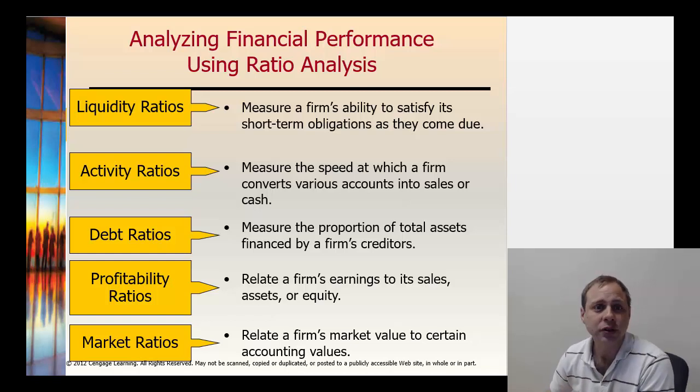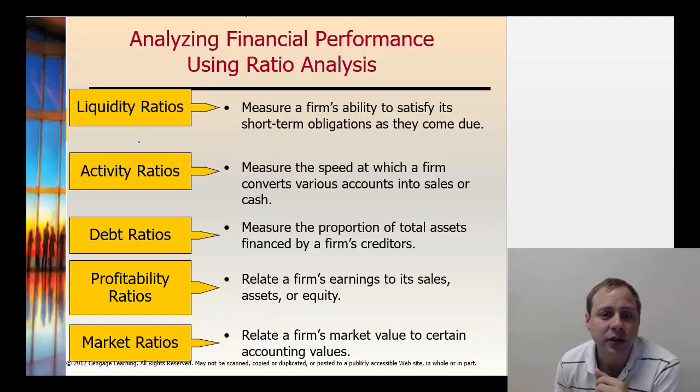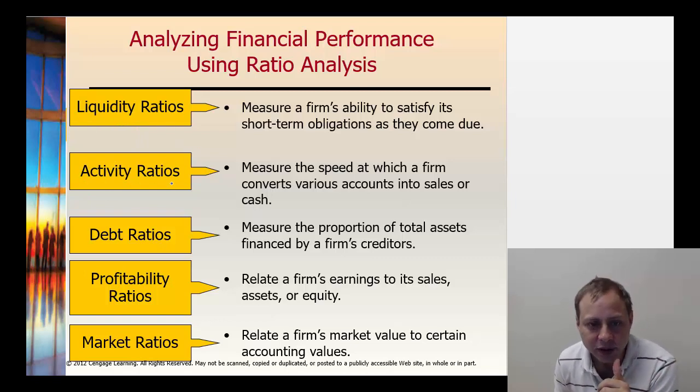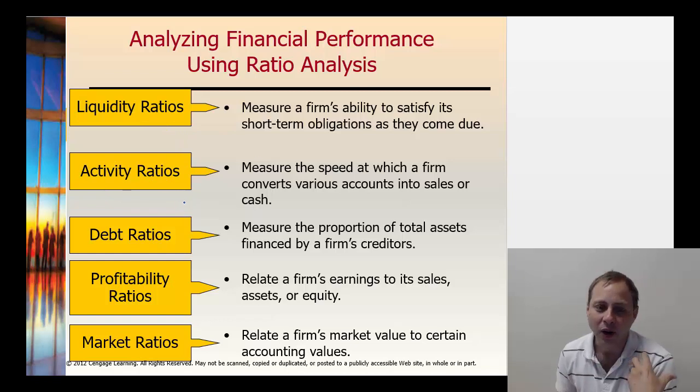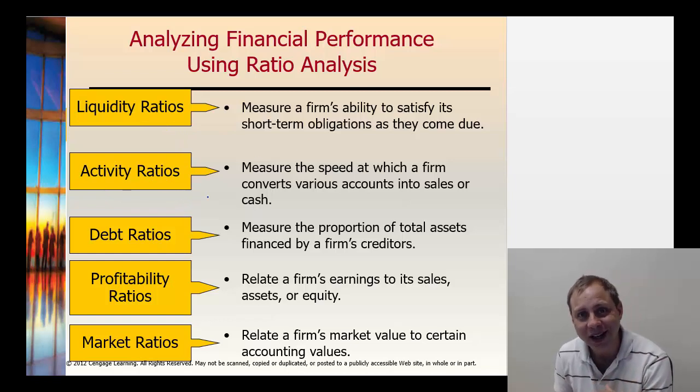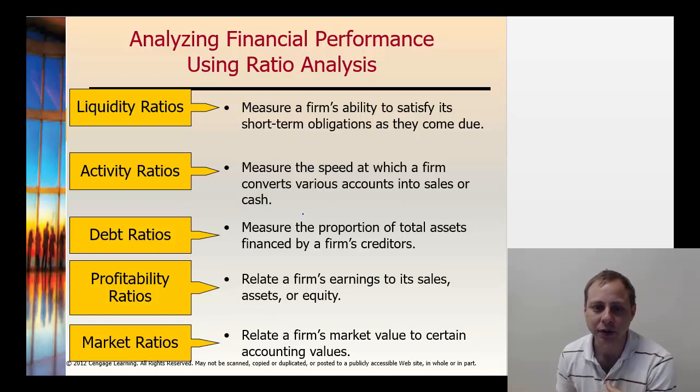Okay, so first, I need to start inking. Boom. Okay. So the first thing we need to do is look at the different categories. So there's five, right? There's liquidity ratios. These tell you how liquid the company is, obviously. Activity ratios. These tell you about the different movements inside of a company. They measure the speed at which a firm converts various accounts into sales or cash. Debt ratios. These are obvious. These measure debt. They usually measure debt in terms of, here it is, total assets.